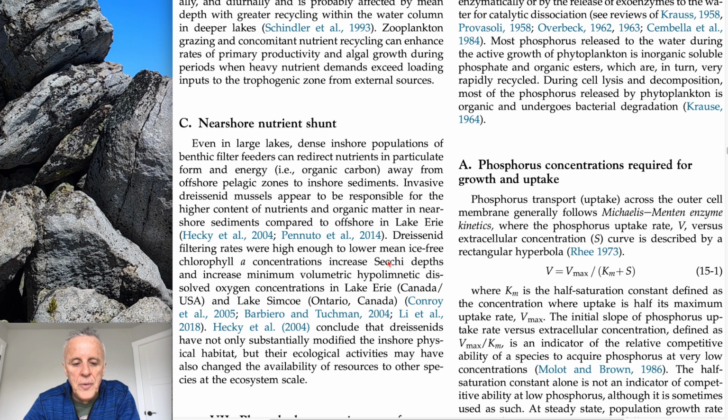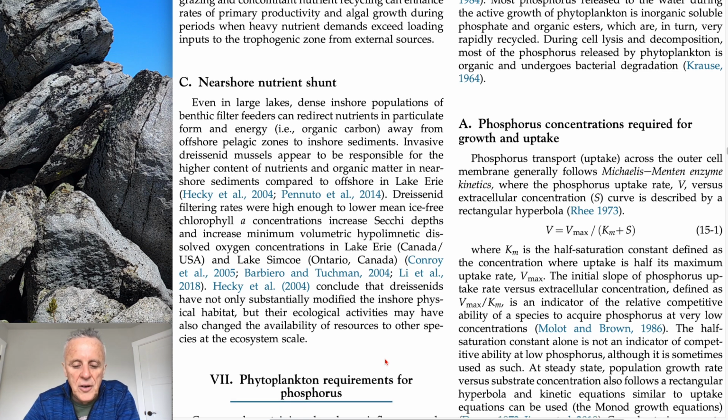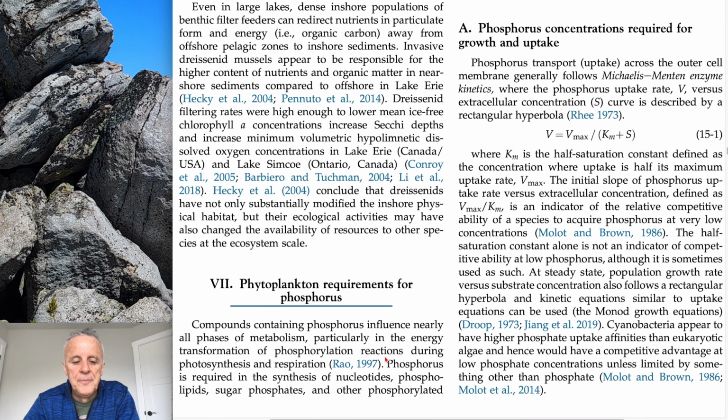Dreissenid filtering rates were high enough to lower mean ice-free chlorophyll a concentration, increase Secchi depth, and increase minimum volumetric hypolimnetic dissolved oxygen concentration in Lake Erie and Lake Simcoe. Hecky et al. conclude that dreissenids have not only substantially modified the inshore physical habitat, but their ecological activities may have also changed the availability of resources to other species at the ecosystem scale.